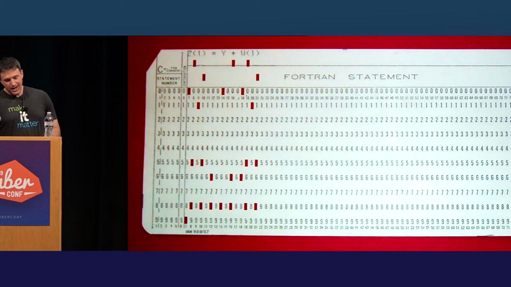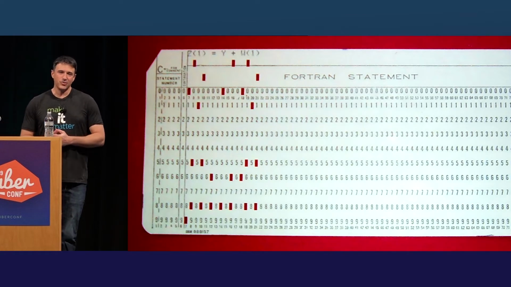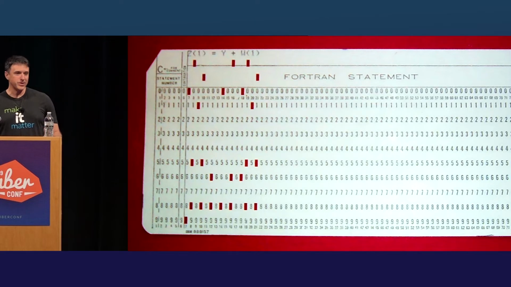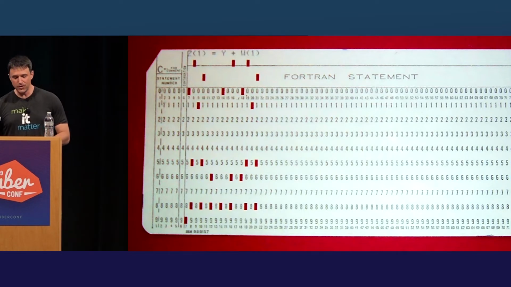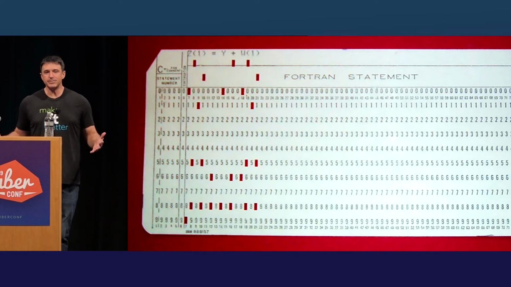Well, they used these things called cards or tape. Essentially, this is a Fortran line of code, and they were literally punching holes that represent bytes in your program. So when you coded something, you'd print these out and shove them into another computer. You'd also get output tape, too.